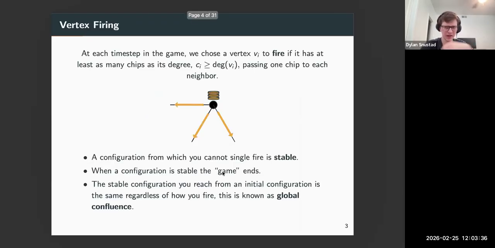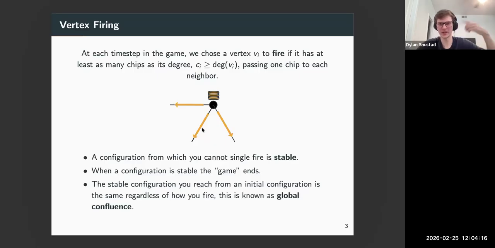The turns of this game are represented by time steps. At each time step, we choose a vertex that can do something called firing. When a vertex fires, it sends one chip to each of its neighbors if we're playing on a graph. The rule here is that in order to be able to fire, you need to have at least as many chips as your degree. In this picture, I have a vertex of degree 3, so if I want to fire this vertex, I better have at least three chips on it.